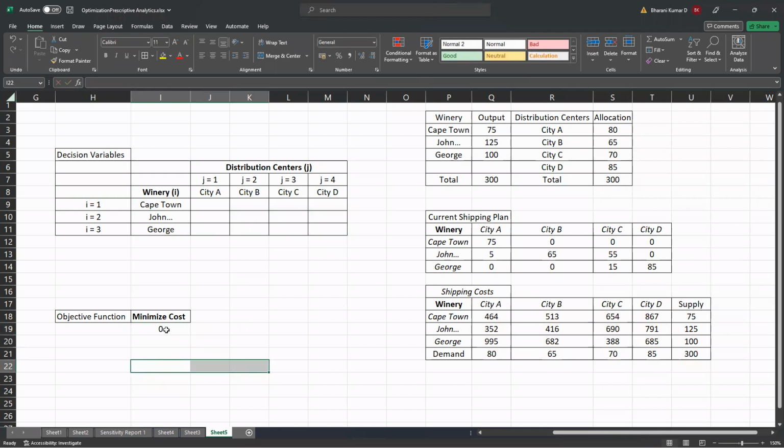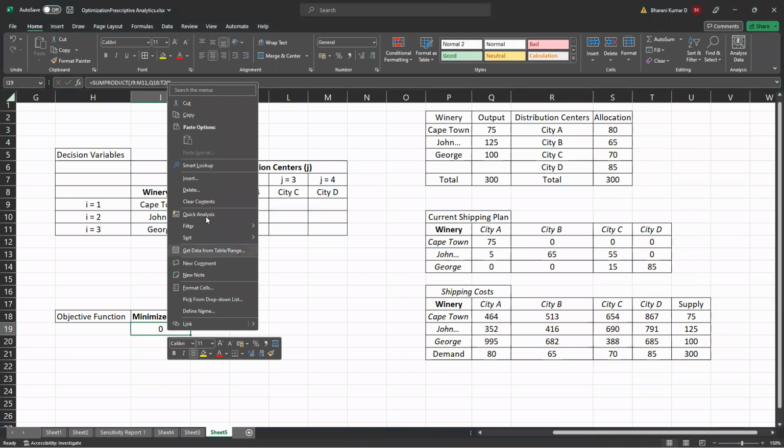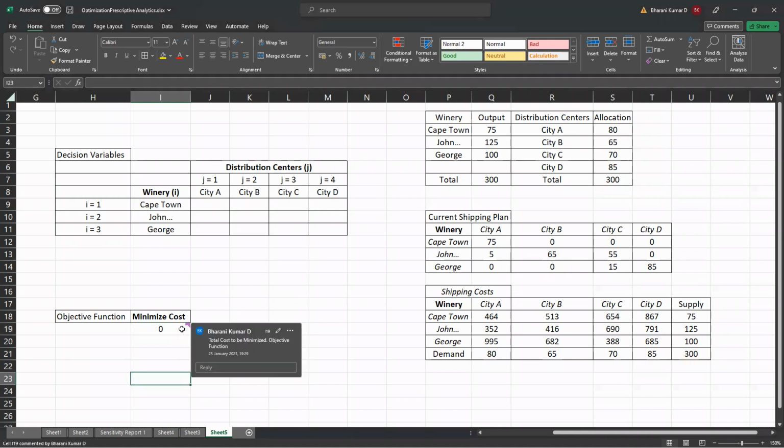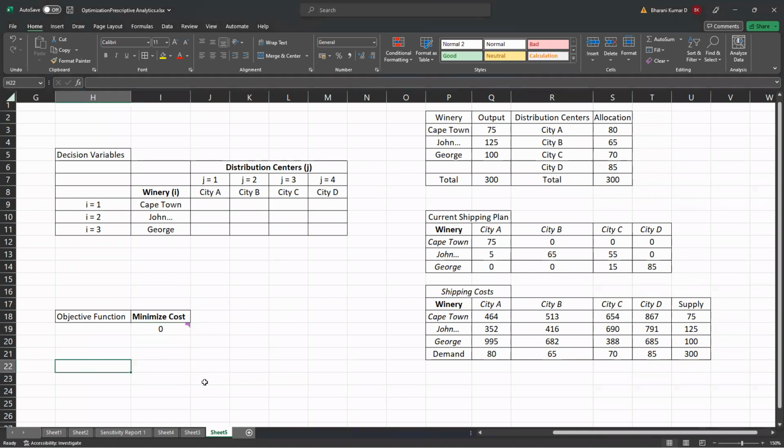So we need to record, friends, you always add a comment so that it's known to people what it is. This is the total cost to be minimized. This is the objective function. Done. When you hover, you know what that means.